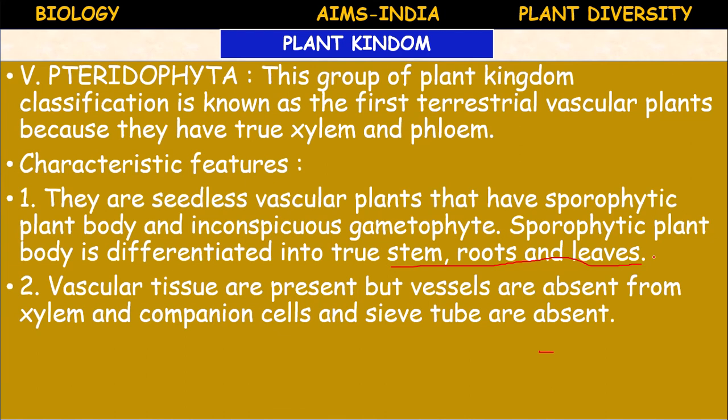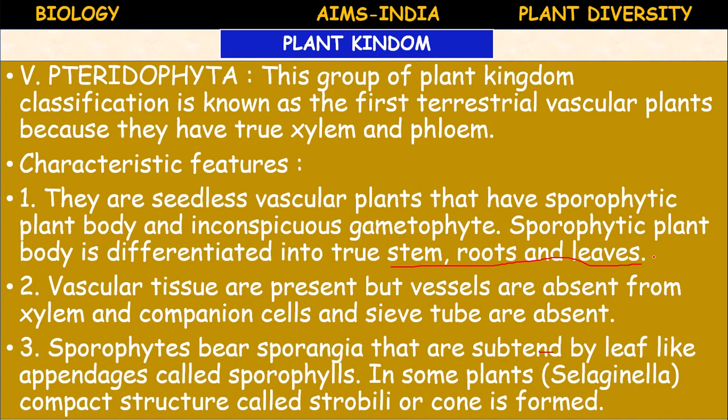The vascular tissues are present, but vessels are absent from xylem, and companion cells and sieve tubes are absent from the phloem. Okay, you have studied about the plant tissues in that lesson, the elements of xylem and phloem. What are the elements of xylem and phloem absent in these pteridophytes? Xylem vessels and companion cells and sieve tube elements of phloem are absent in the pteridophytes.